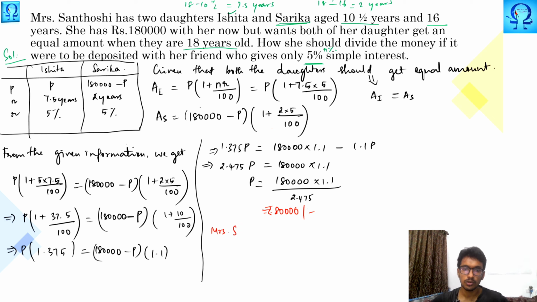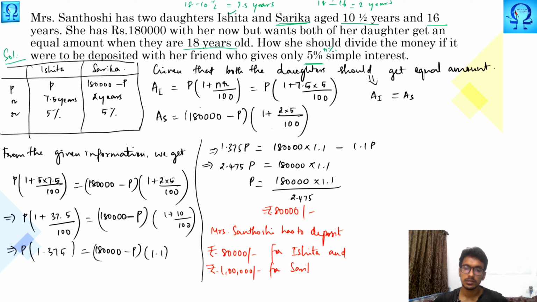So Mrs. Santoshi has to deposit rupees 80,000 for Ishita. If she is depositing rupees 80,000 for Ishita, then she would of course deposit 1 lakh for Sarika. In this problem, it is just asked to find out how she should divide the money.